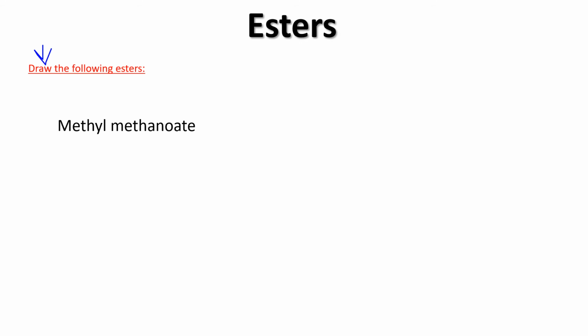So now we're going to draw the following. We want to do methyl methanoate. To do this one, I'm going to start with my oxygen double bonded to my carbon. And since it's an ester, by the -oate ending, I'm going to put an O there.